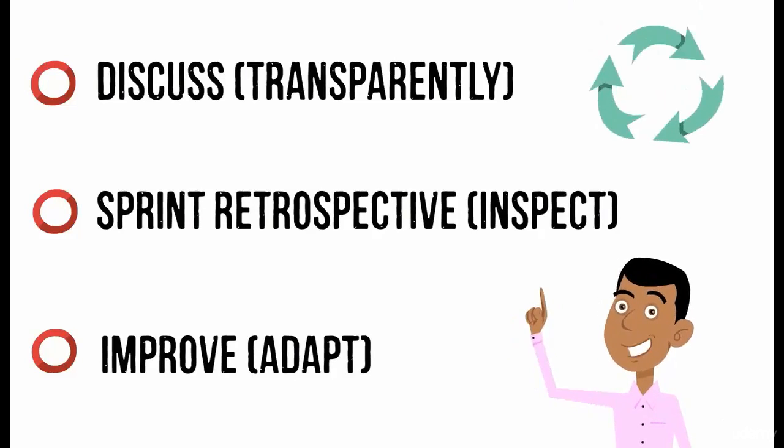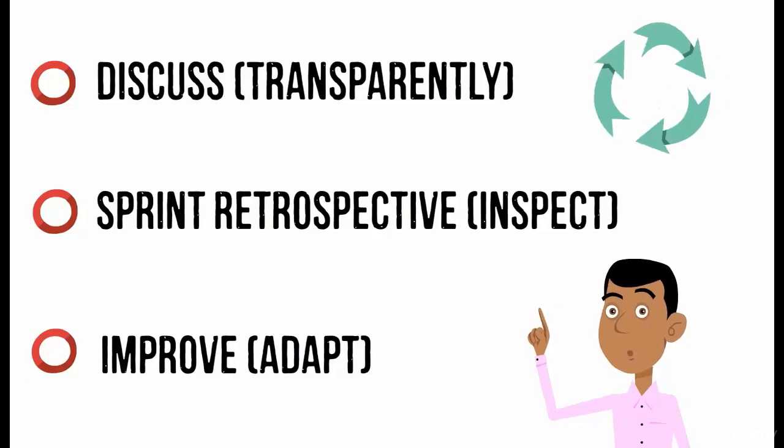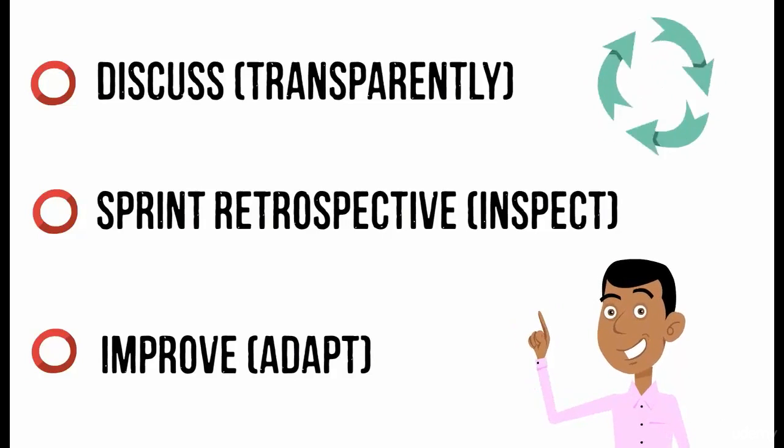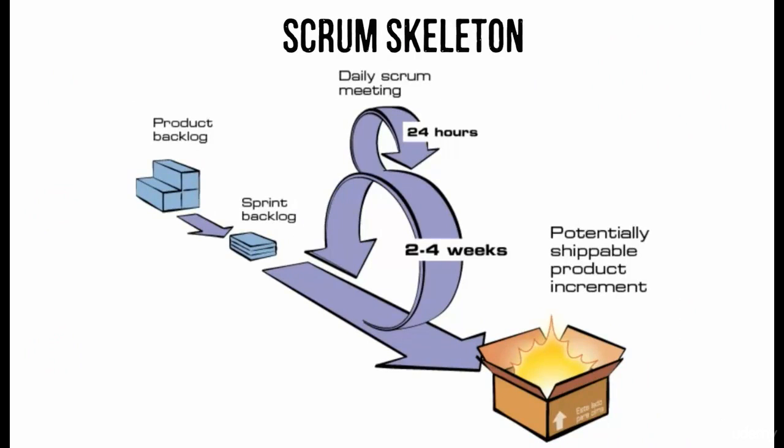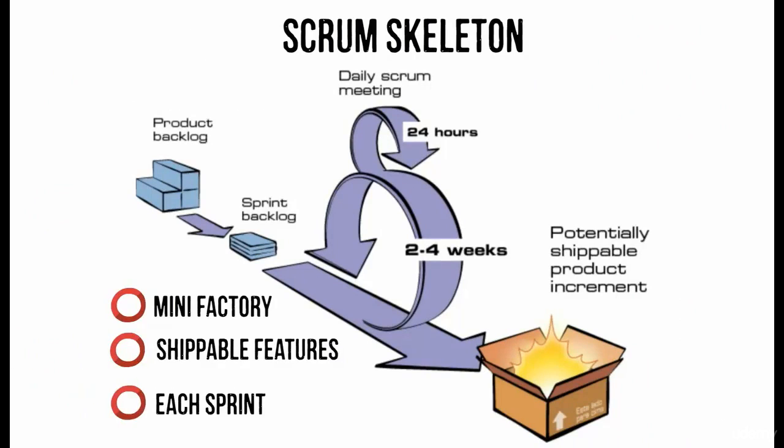The cycle then begins again and repeats until the product owner has nothing more to add to the product backlog. The Scrum Skeleton demonstrates the simplicity and power of Scrum as a miniature factory, churning out shippable features each sprint. These concepts can apply to any team or indeed individual who needs to deliver a product.